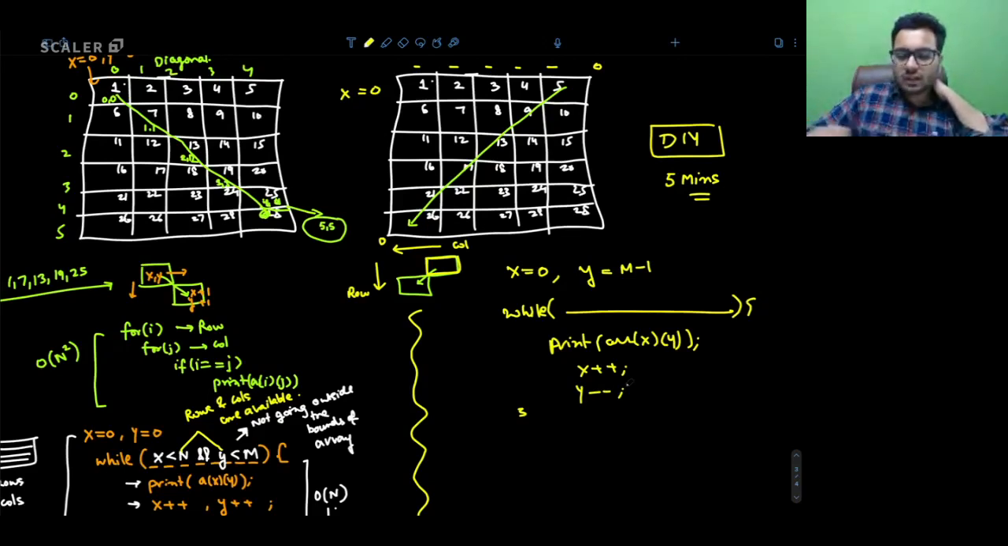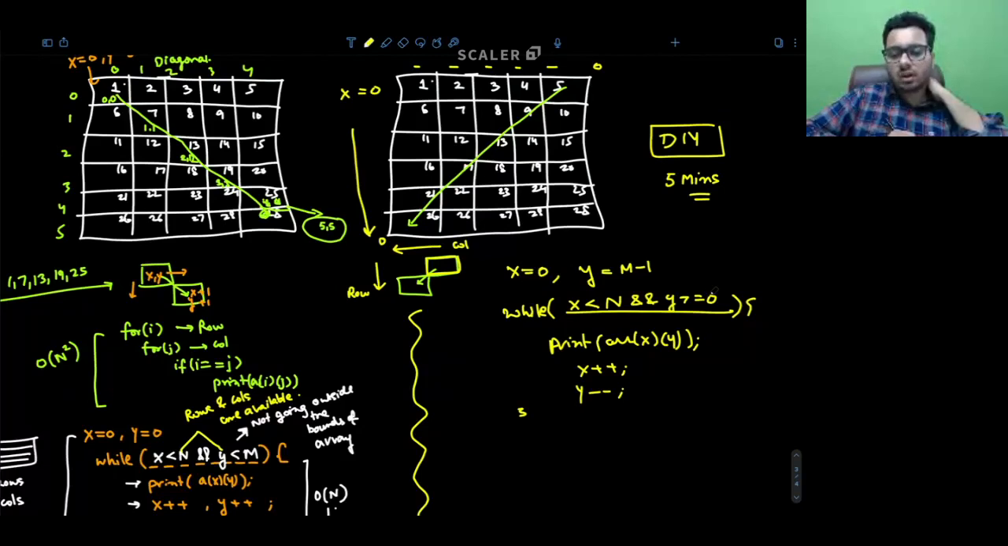Great. Now the condition is that when we are going down, we can run out of rows. So at any point x should not cross the last row, so x should be less than n. And what about y? Since the columns are reducing, at every moment y should be greater than or equal to 0. Y should not go beyond 0. So that is the correct condition. If you did not understand this condition, please let me know.